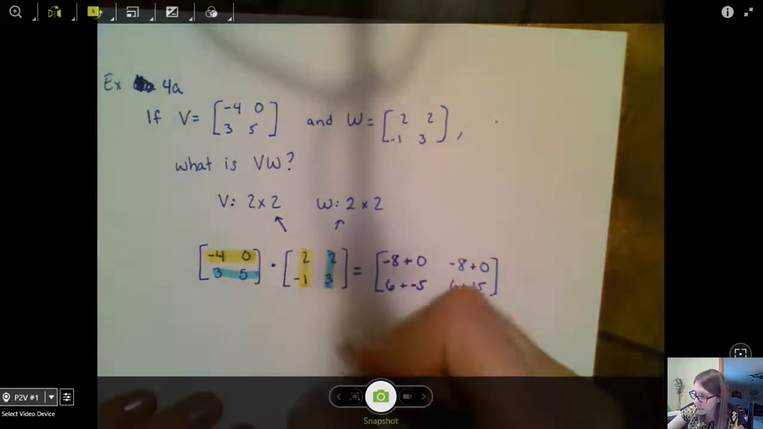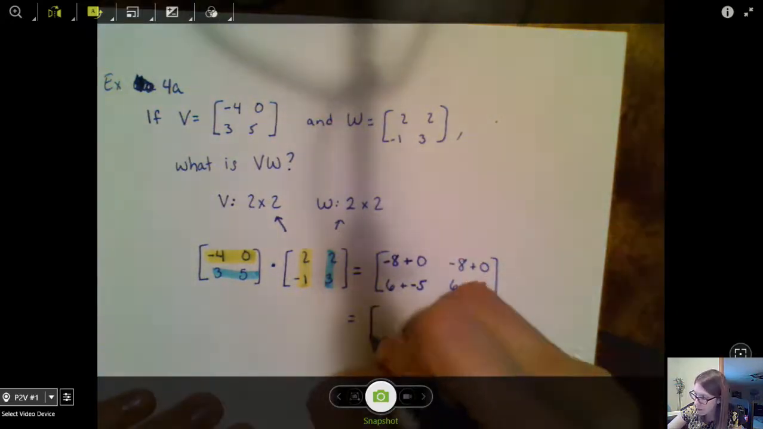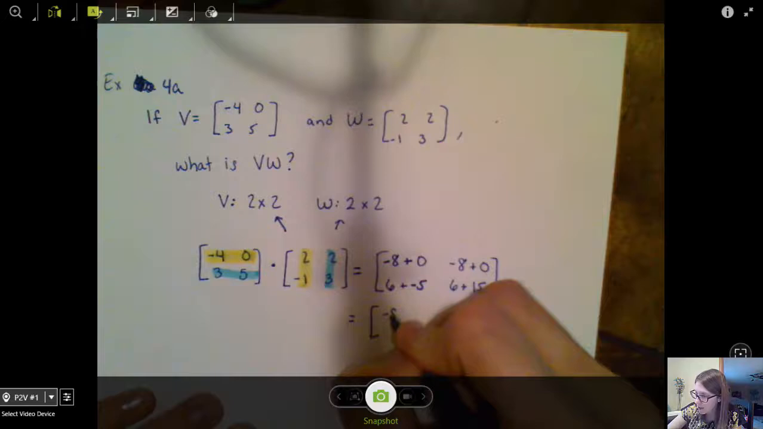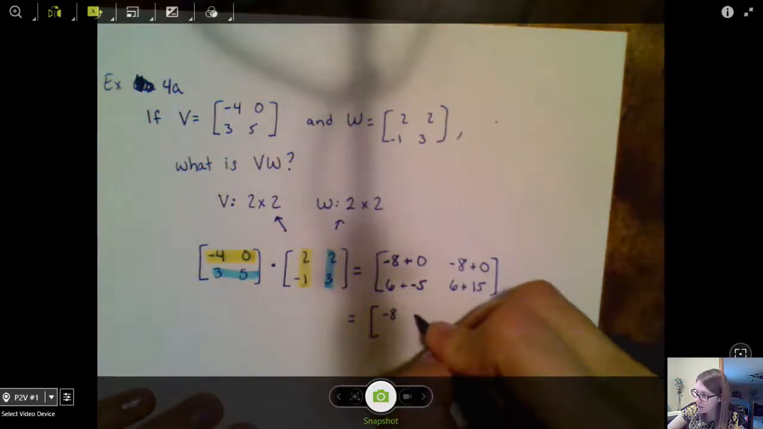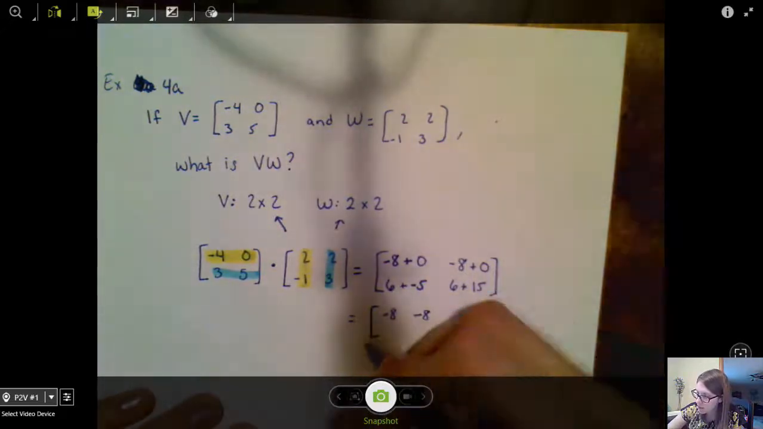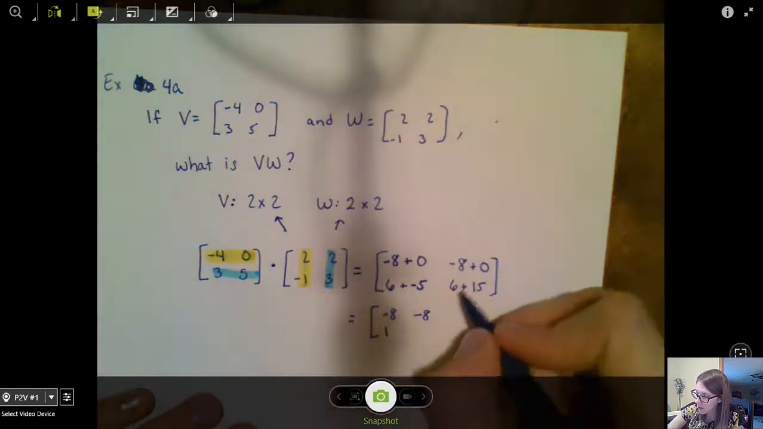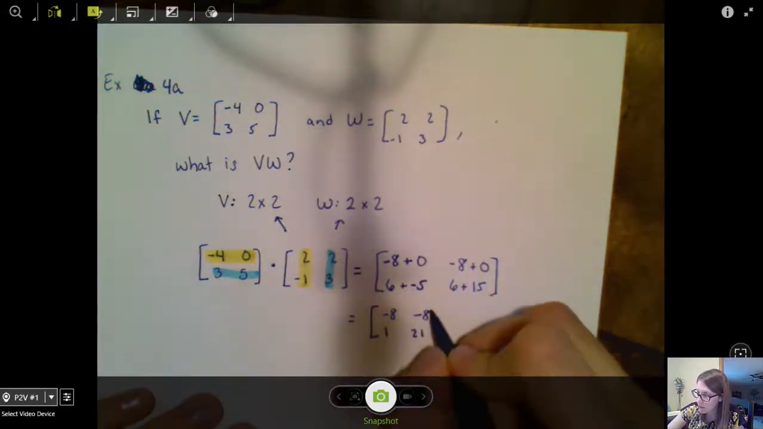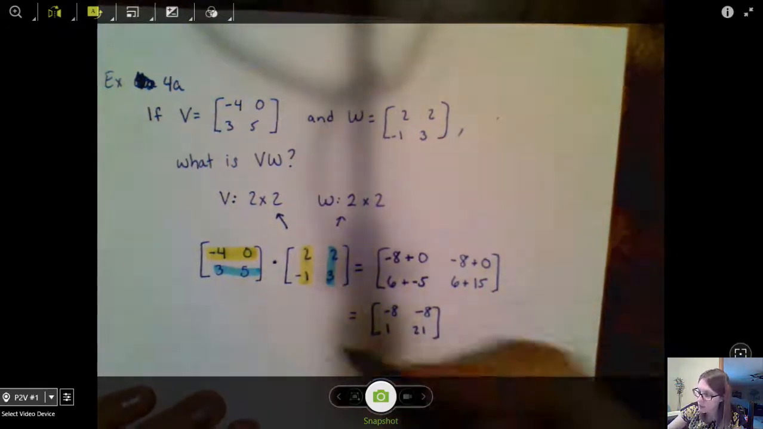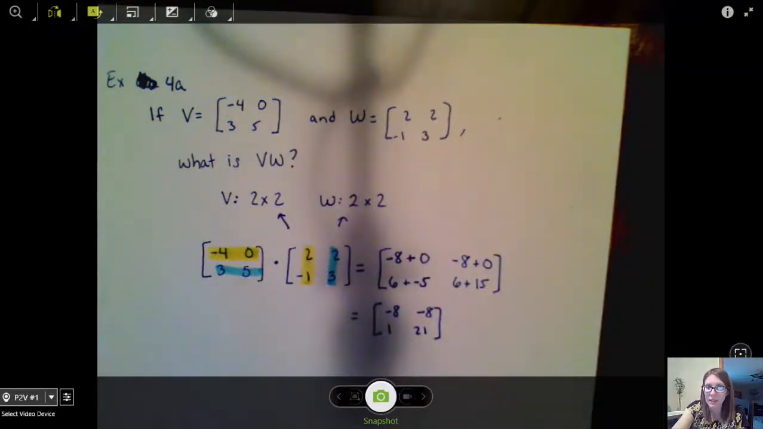Last little bit we can do is actually add these numbers together. -8 plus 0 is -8. Same thing here. 6 plus -5 is 1, and then 6 plus 15 is 21. That's our matrix multiplication. Like I said, example 4b, I'll do matrix multiplication again, but instead of a 2 by 2, we'll look at some other dimension.